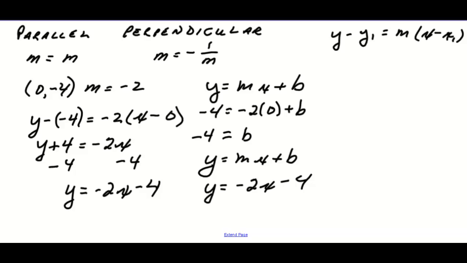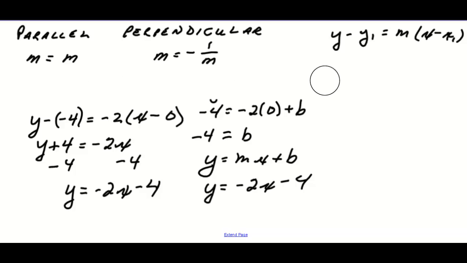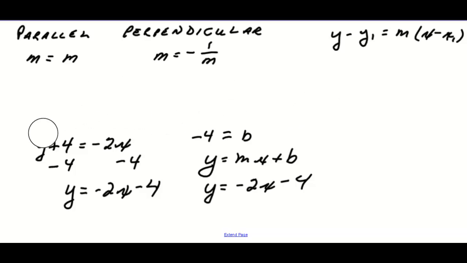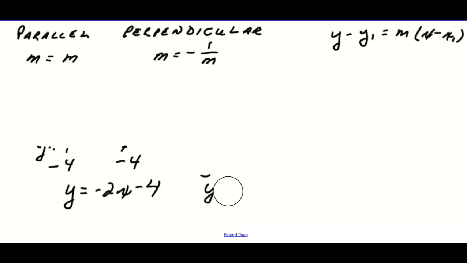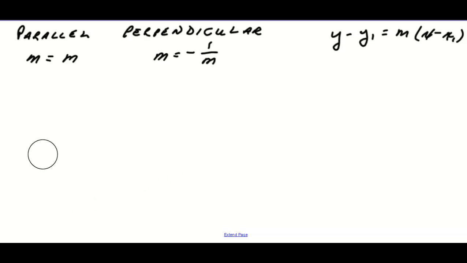And what we're going to do is another problem, only in this problem, instead of having the y-intercept point 0, negative 4, we're going to have a point someplace. If you look at number 24, what we have is negative 1, 2, and our slope is 3.